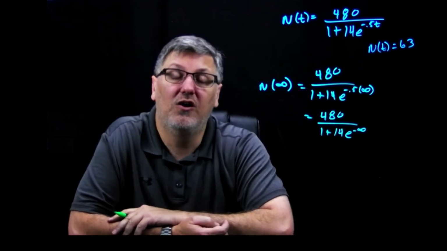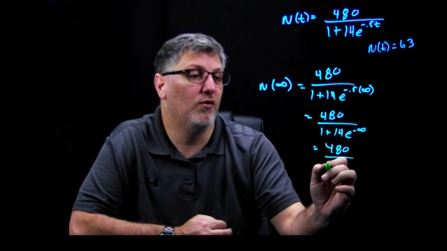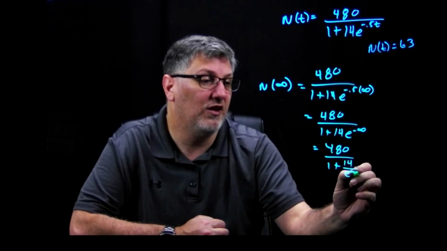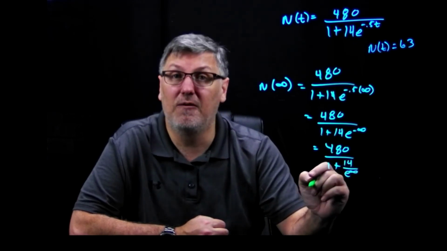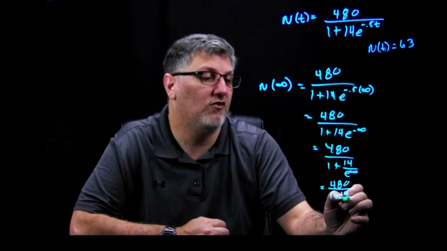It's easy enough, because a negative times a positive is a negative. So now I have 480 over 1 plus 14e to the negative infinity. All right, so I'm going to use some exponent rules, and this is more of a thought than a calculation. So we're going to do 480 over 1 plus, now this negative exponent means this goes in my denominator, so I have 14 over e to the infinite power. Well, e to the infinite power is infinity. So I have 480 over 1 plus 14 over infinity.